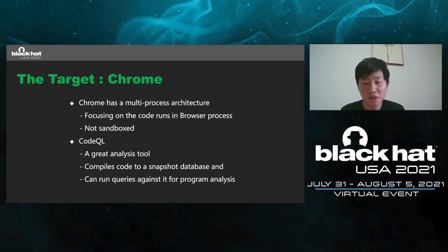In this talk, we take Chrome as an example to present how to discover new bugs based on historical vulnerabilities. Chrome uses a multi-process architecture which isolates different processes from each other with a sandbox. We are focusing on the code that runs in the browser process, which is unsandboxed, and we are going to use CodeQL to help us locate potential bugs quickly. CodeQL is a static analysis tool which compiles code to a snapshot database and can run queries against it for program analysis. At last, we will share the exploitation strategy of one of the bugs we found to escape the Chrome sandbox.